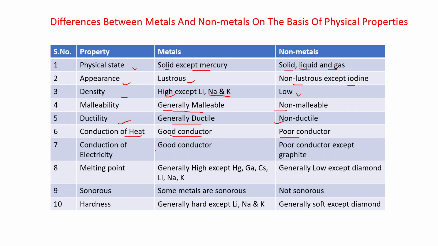Conduction of heat, metals are good conductors. Non-metals are poor conductors. Conduction of electricity, metals are good conductors. Non-metals are poor conductors except graphite. Melting point, metals generally high except mercury, which is liquid at room temperature. Gallium and cesium will melt when kept on our palm. Lithium, sodium and potassium are generally low. Non-metals, generally low except diamond. Sonorous, some metals are sonorous. Non-metals are not sonorous. Hardness, metals are generally hard except lithium, sodium and potassium. And non-metals are generally soft except diamond.